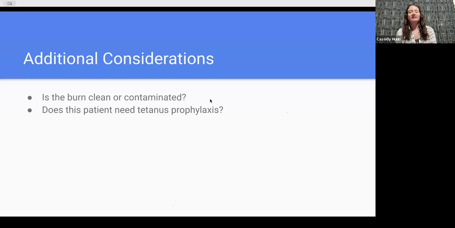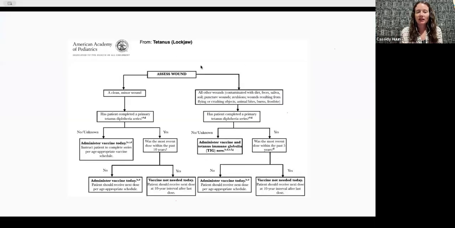This is me, yeah. So a couple other quick additional considerations is assessing, is the burn clean appearing? Is it contaminated appearing? This should raise your concern immediately for, does this patient need tetanus prophylaxis? And in most cases, the answer is going to be yes. This is a way to assess wounds, clean minor wounds. Have they had their routine recommended immunizations against tetanus? No, give the vaccine now. If yes, make sure it was within the last 10 years.